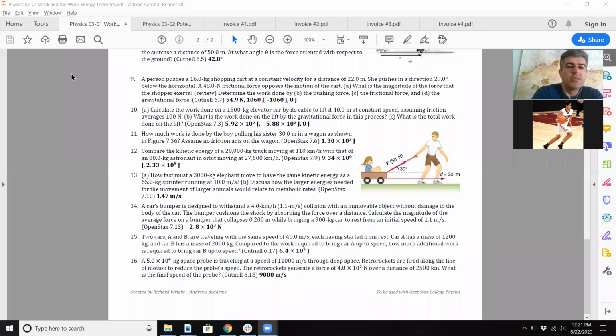Okay, share screen. Let's try this one more time for number 9. So again, here is the surface. Here's a cart. And she pushes it at 29 degrees below. So we're actually going to have to look at it like this. So that's the applied force that you're pushing towards it.